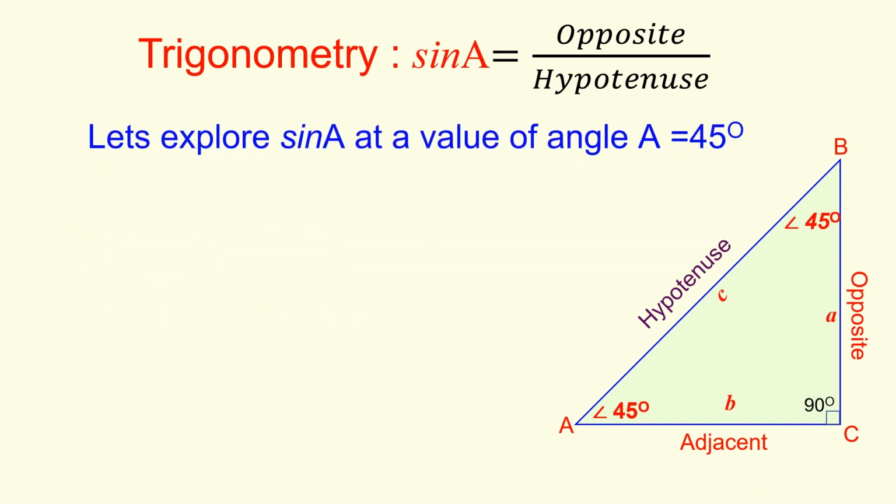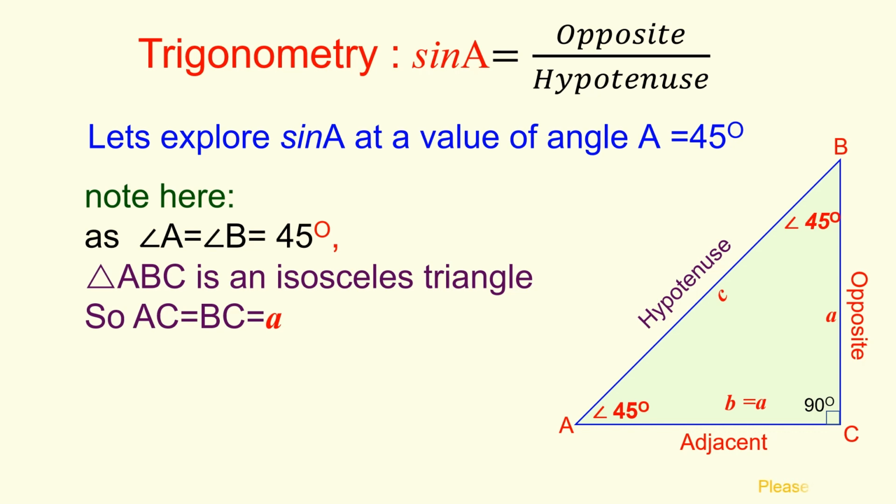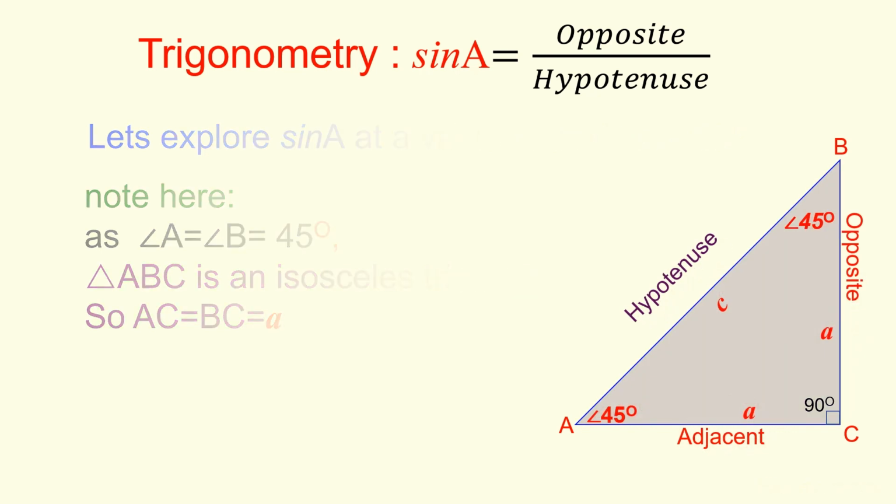Note here, as angle A equals angle B equals 45 degrees, triangle ABC is an isosceles triangle. So the sides AC equals BC equals AE.